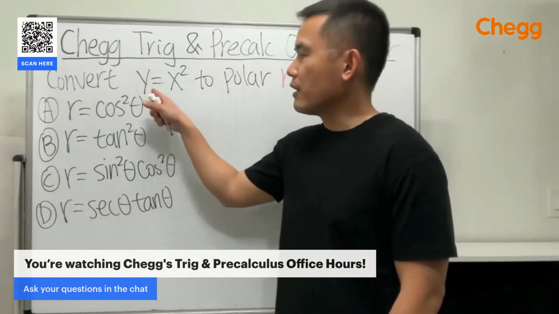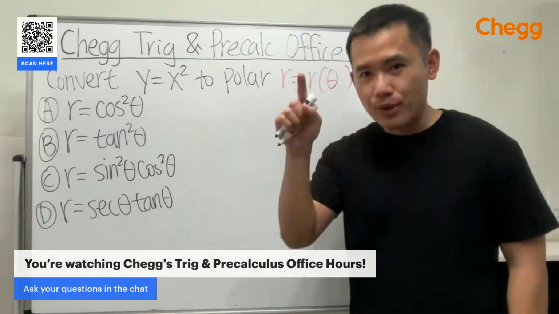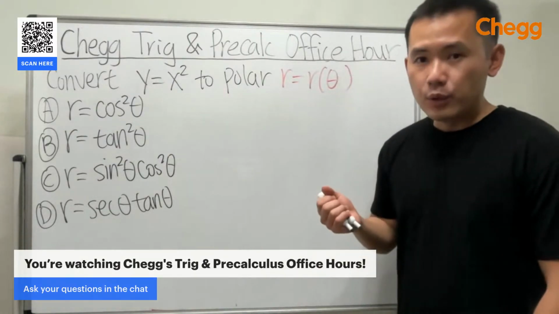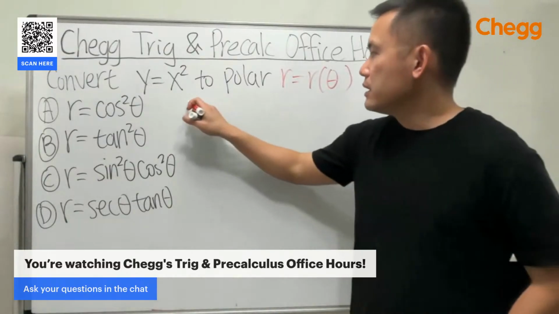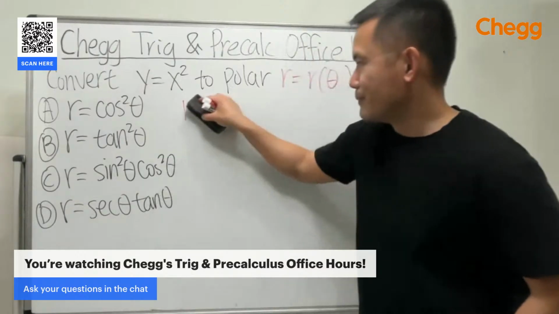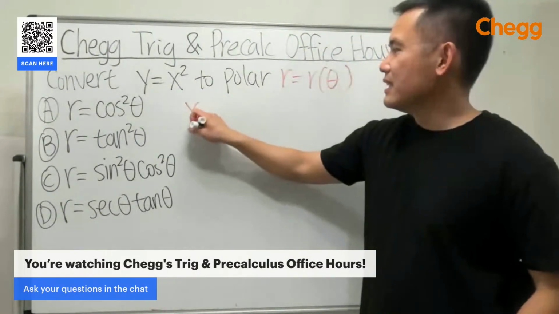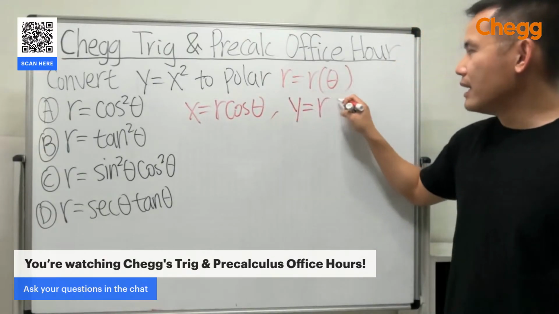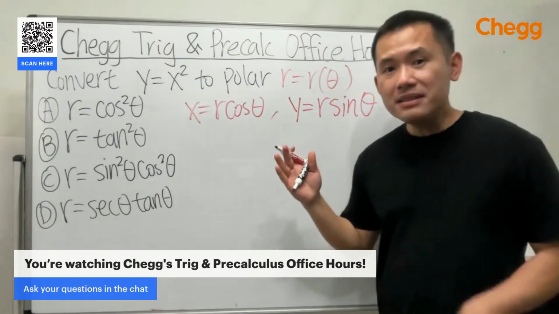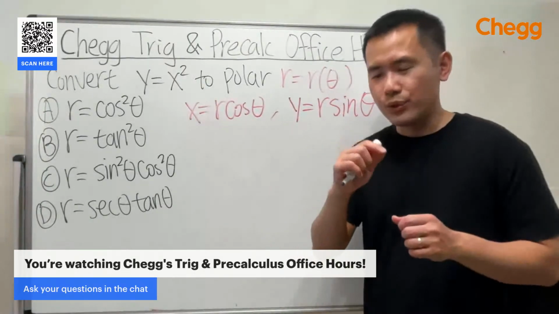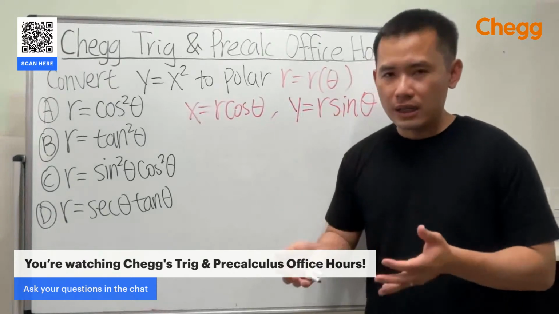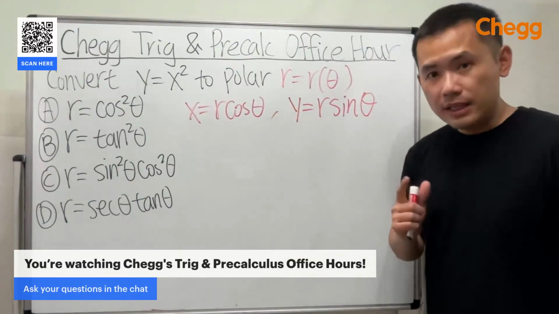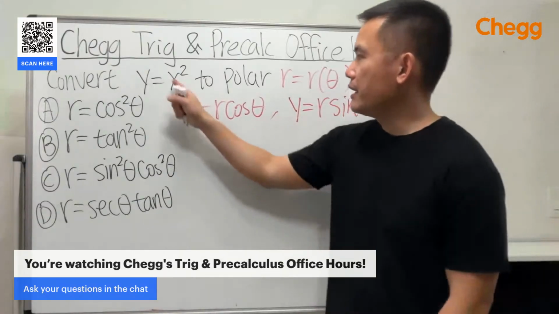Now, here we're going to convert y is equal to x squared, which is a parabola in the Cartesian equation world, to polar. These are the formulas that you have to know. Firstly, we have to know that x is equal to r times cosine theta, and then y is equal to r times sine theta. And this is like the same thing as the usual sine is equal to y over r definition. Not necessarily on the unit circle, because on the unit circle, r is equal to 1.